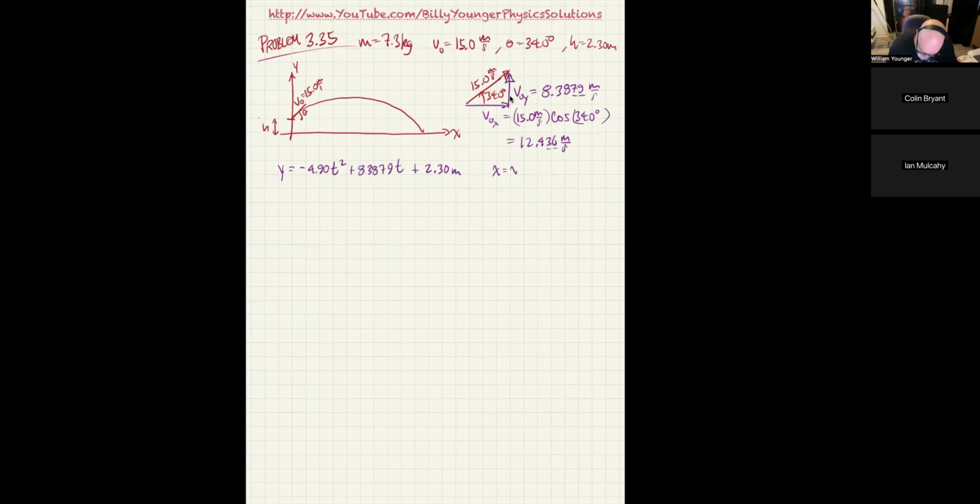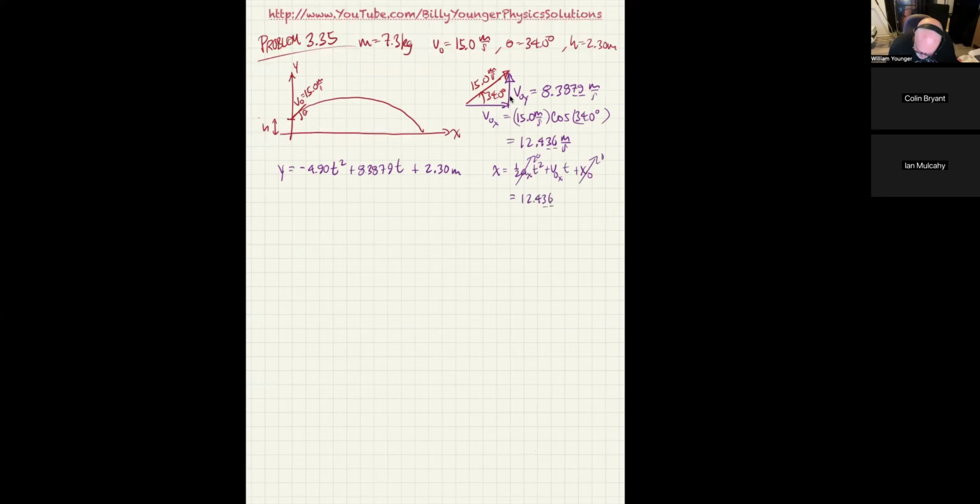The X, on the other hand, is equal to x0. Well, it's actually equal to the same equation. We could still write one half a sub x t squared plus v0x t plus x0. But that's zero and that's zero. So it just becomes 12.436.